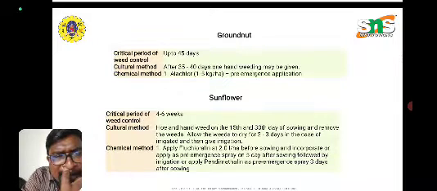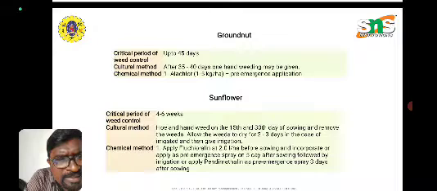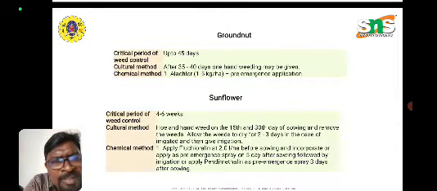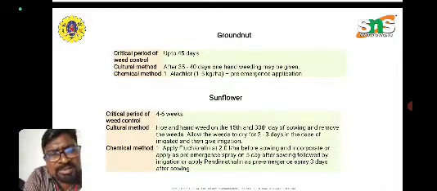As for the chemical methods, apply fluchloralin at 2 liters per hectare before sowing, and incorporate, or apply as a pre-emergence spray on the 5th day after sowing, followed by irrigation, or apply pendimethalin as a pre-emergence spray 3 days after sowing for this sunflower.